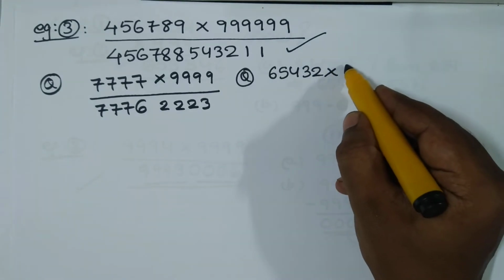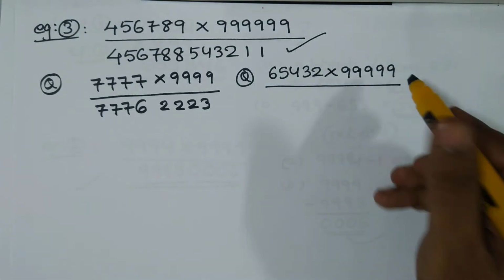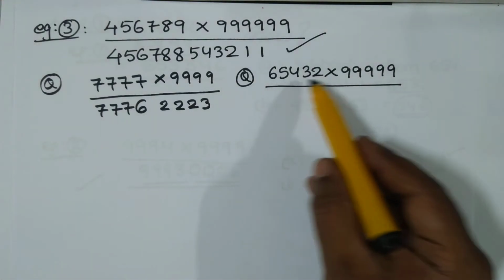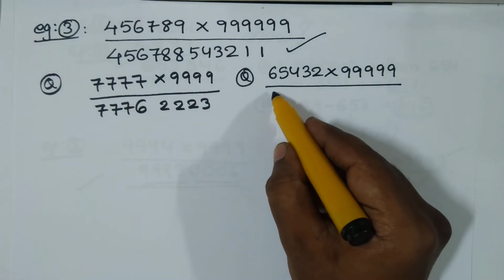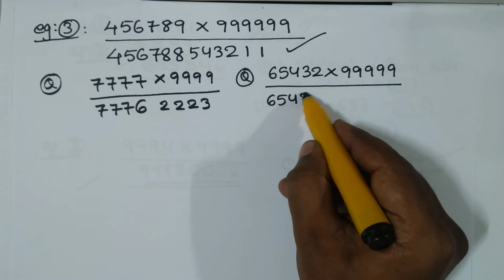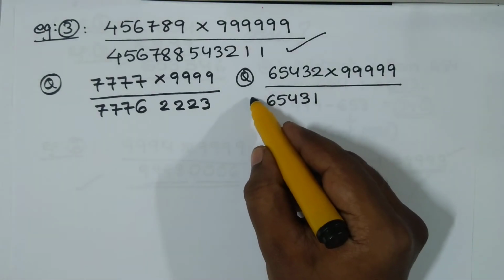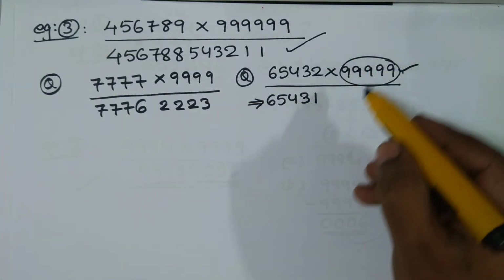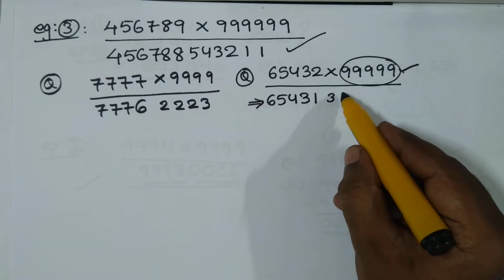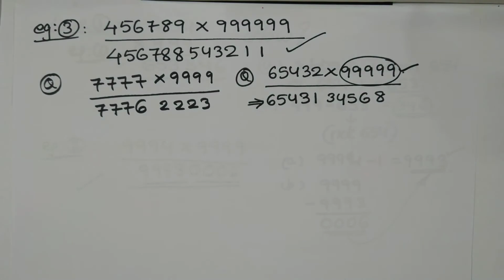Other example, let's take say 65432 multiplied by say 5 nines. So in case 1 we are taking an equal number of digits in both multiplicand and multiplier. Multiplicand is 65432, subtract 1 from it, so 65431. First part is done. Then subtract this quantity from this multiplier, then you have 34568. That's it. Very easy.